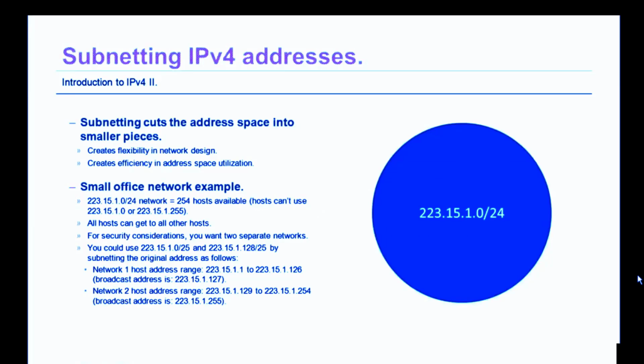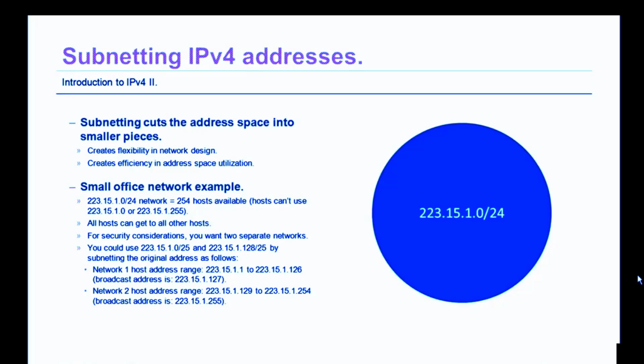So now let's move on to subnetting IPv4 addresses. So what is subnetting? Well, subnetting cuts address spaces into smaller pieces. It takes one range of addresses and splits it. This creates flexibility in network design and creates efficiency in address space utilization. So let's take a look at an example of subnetting. And this will involve a small office network.